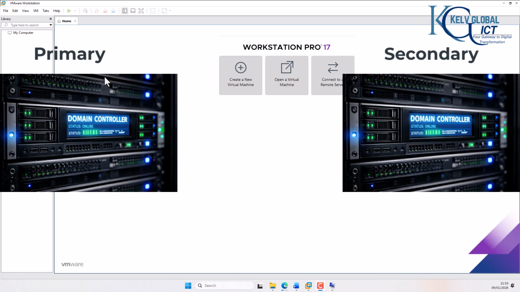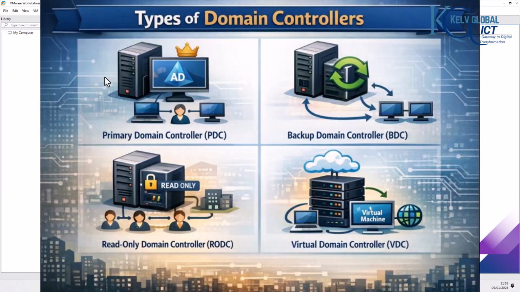If you are working for a company, most companies do have multiple domain controllers. For example, there are three domain controllers. So if something goes wrong with the first domain controller, the second one should be available for users to be able to access their resources.